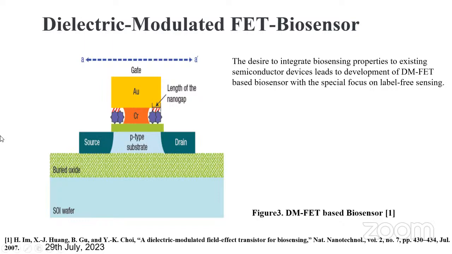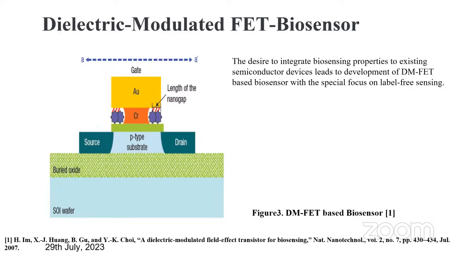So what is done? A sacrificial layer, such as chromium, is deposited between the oxide and the gate. By using wet etching, this layer is etched, and a vertical nanogap is carved, and in this gap the biomolecules are functionalized. There are various kinds of functionalization techniques that need to be studied before the functionalization is done.